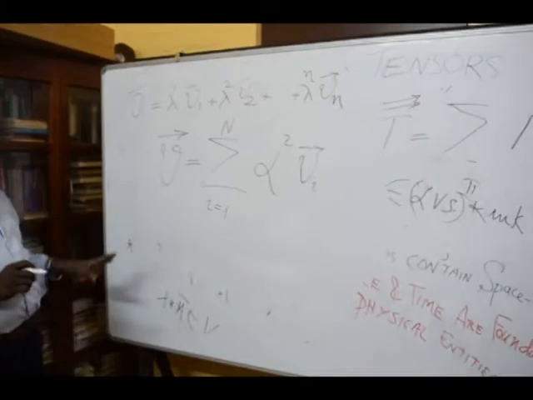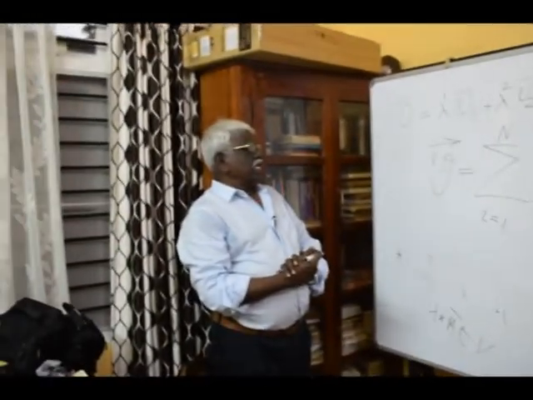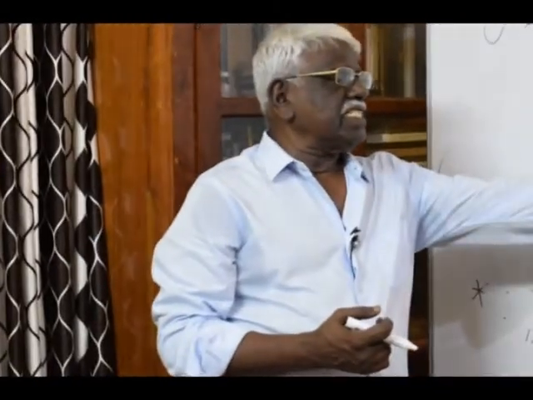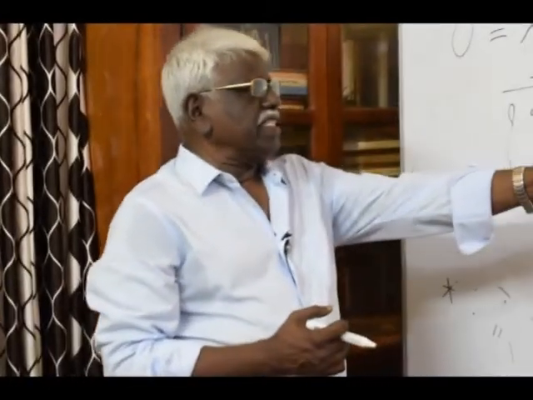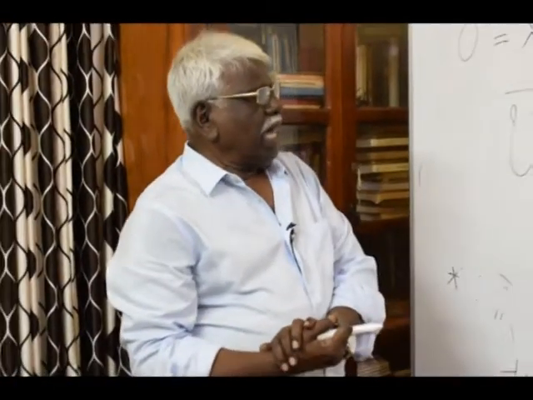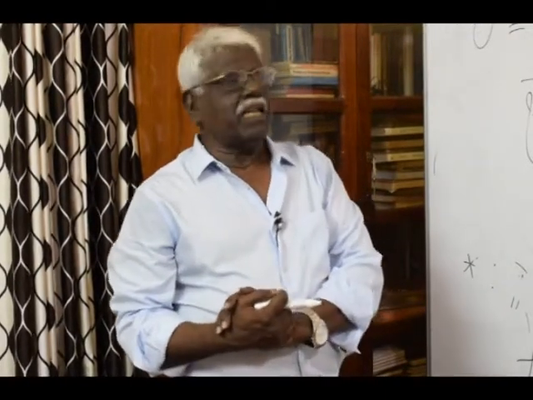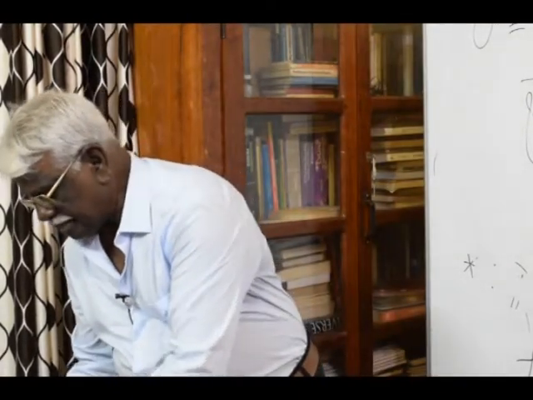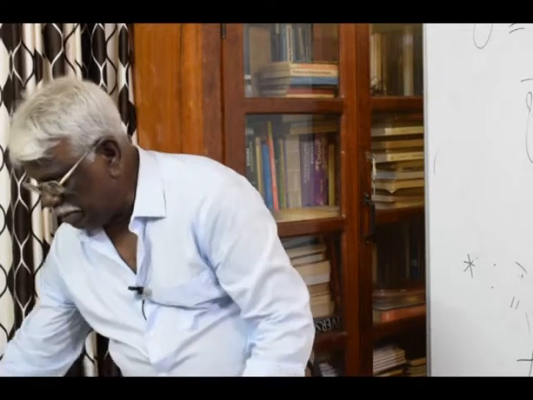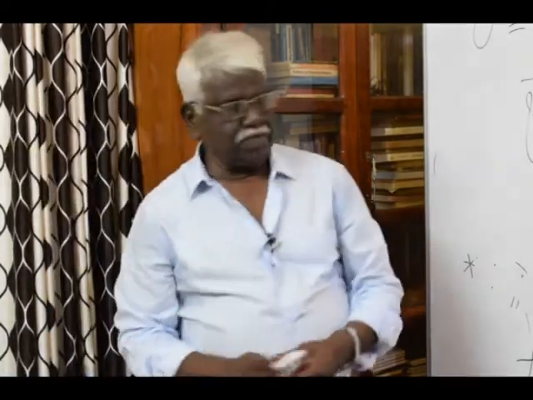Then in an n-dimensional vector space, any non-zero vector can be expressed as the sum of these non-zero vectors v1, v2, v3, up to vn. And we assume that they can constitute a basis in an n-dimensional vector space. Basis.